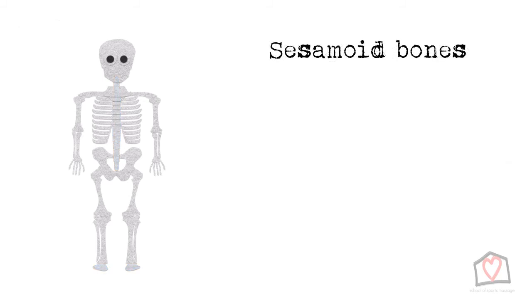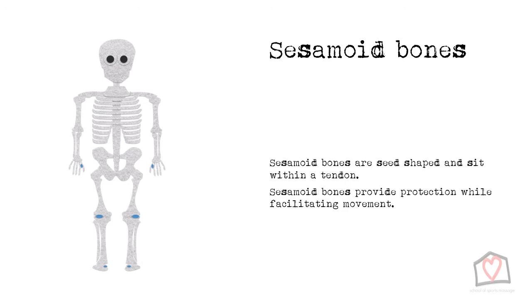The final type is the sesamoid bone. The kneecap is the best example of this, although they can also be found in the foot and hand. It is seed-shaped and sits within a tendon, in this case the quadriceps tendon. This allows it to provide protection while facilitating movement, as it helps to keep the quadriceps in line.